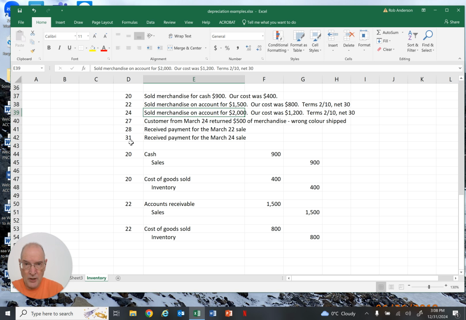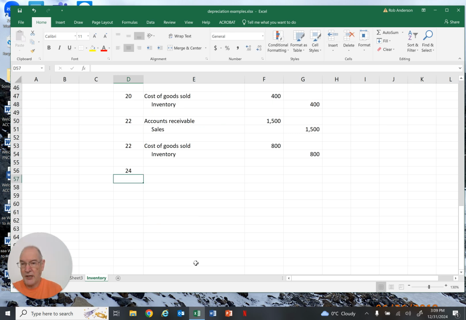We sell merchandise on account again for $2,000. Cost $1,200. Terms, same thing. So here's a sale on March 24. Now, you may be doing this by hand, or you may be doing it in a Word table. I would suggest that you do your journal entries in a Word table. The only reason I'm using Excel in these videos is just in case I have to do a quick calculation and show you in the video how that works. Otherwise, I would be using a Word table to do these because it works out really well.